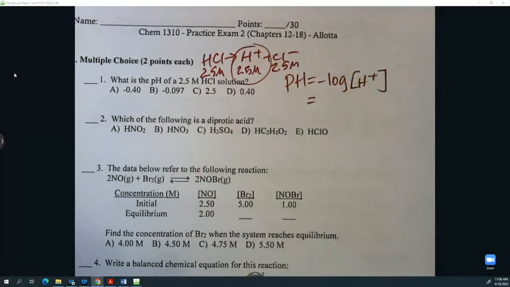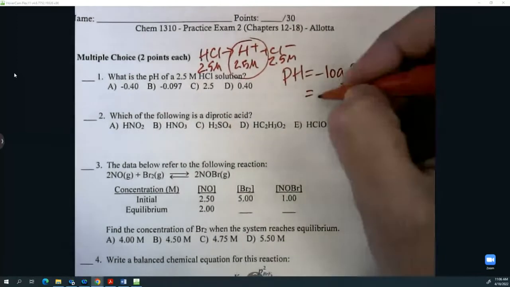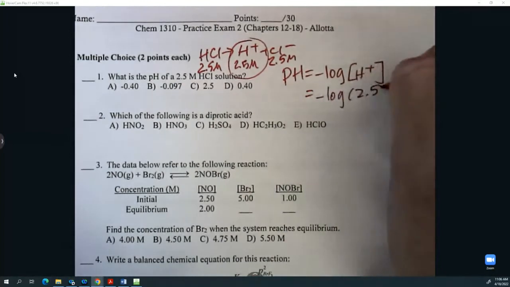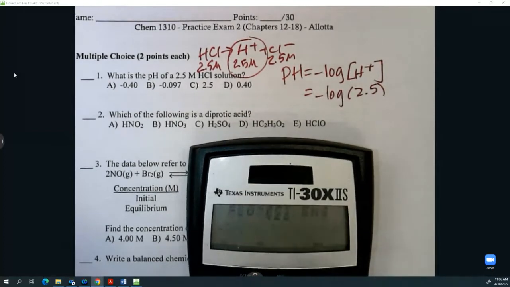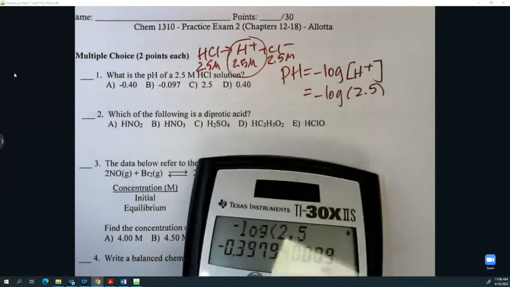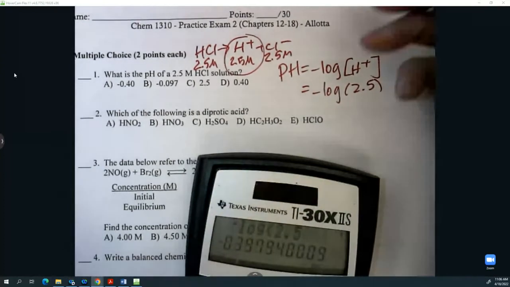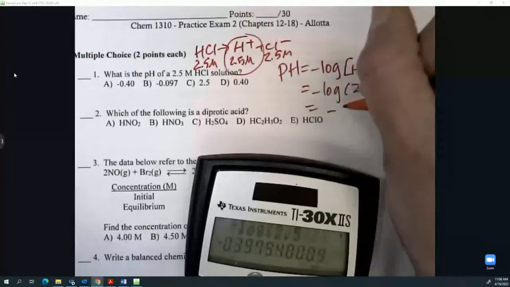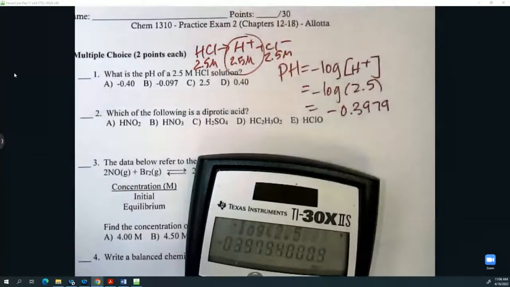I would need an ice table if it was a weak acid, but since it's a strong acid, I do not need an ice table. So minus the log of 2.5. It is negative. It's a pretty concentrated strong acid, so it's negative, and I'm not concerned about that at all. Negative 0.3979. So I can see I need to round that to one of these choices, so that would be A.